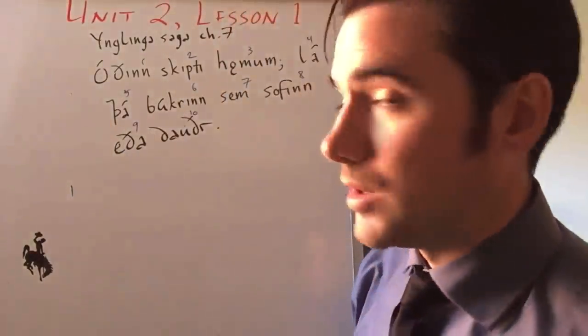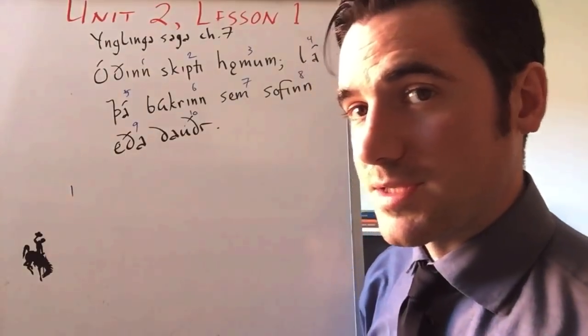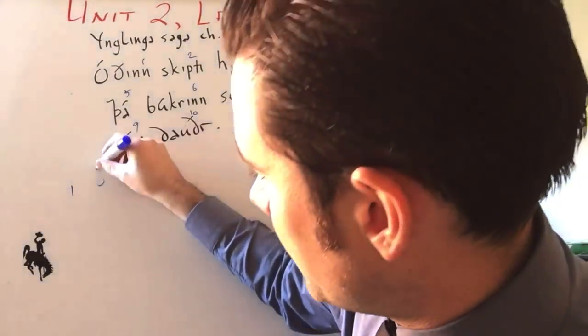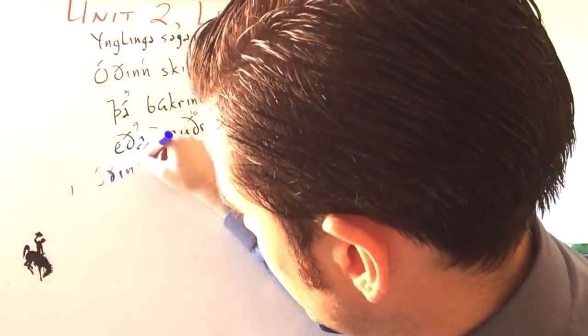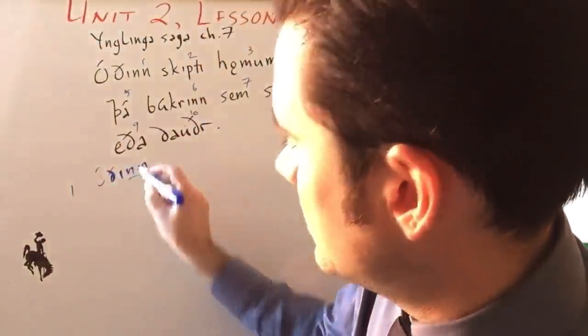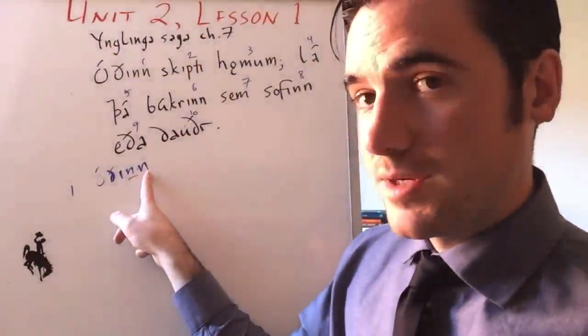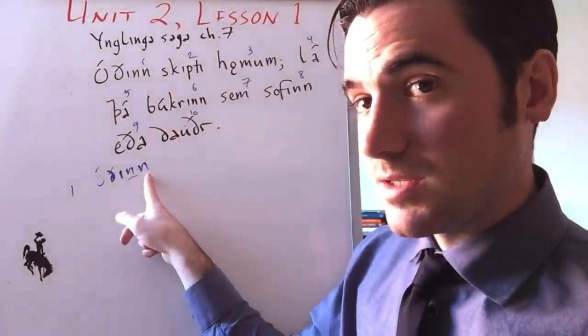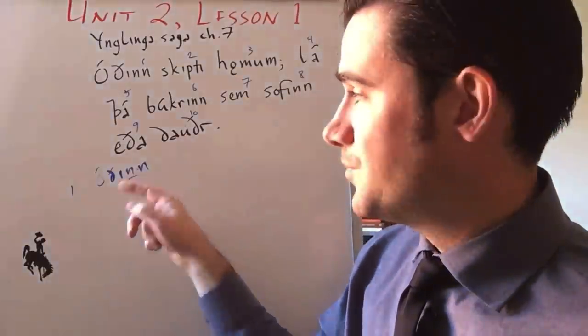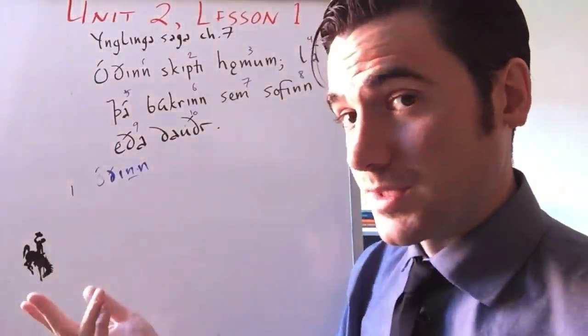All right. So number 1, Óðinn. We can tell right away this is the subject, because this is a masculine noun with a root that ends in -n. So the nominative -r, that marks it as a subject, assimilates at the end and becomes a second -n. So we know Óðinn is a subject. Óðinn is doing something.